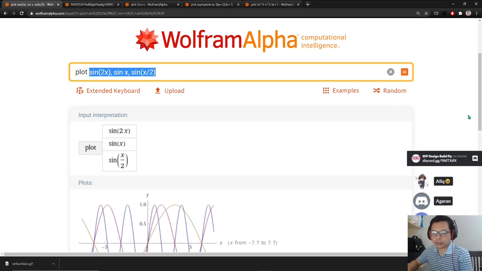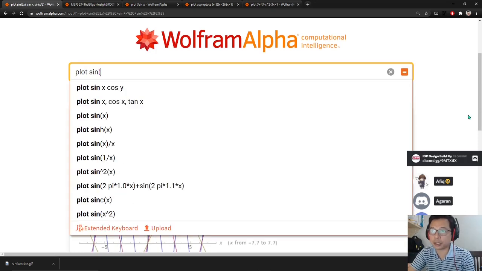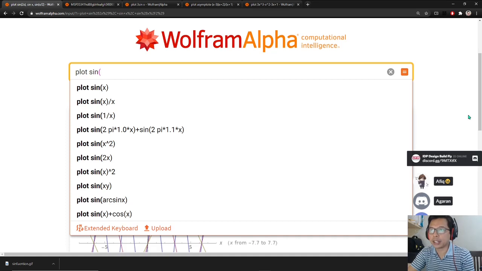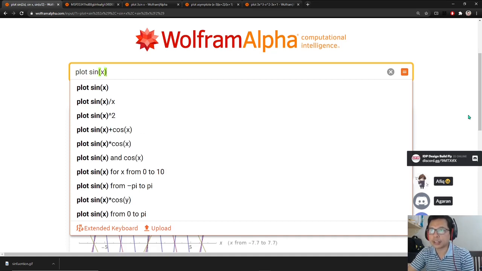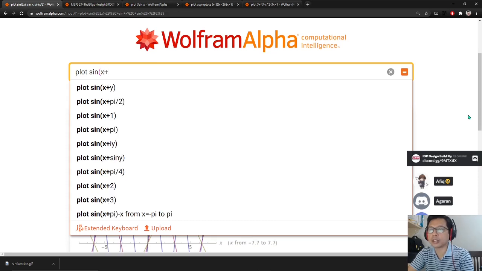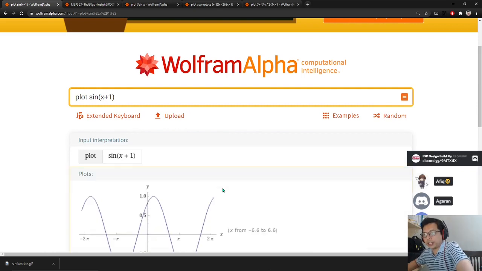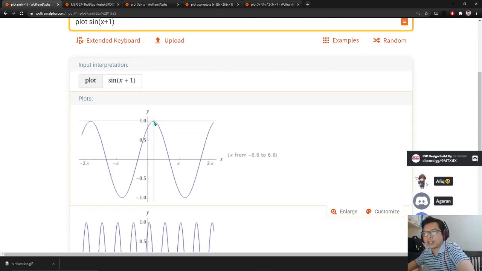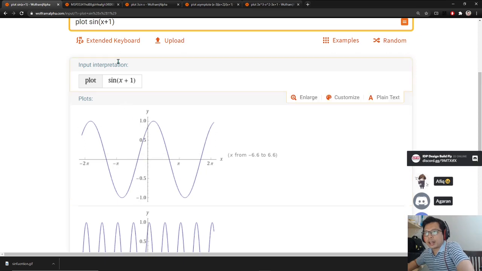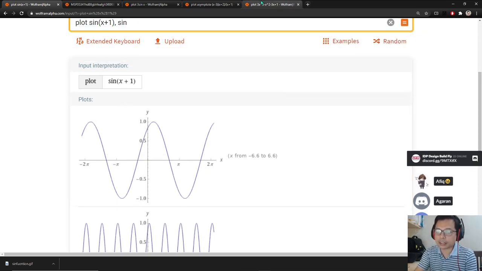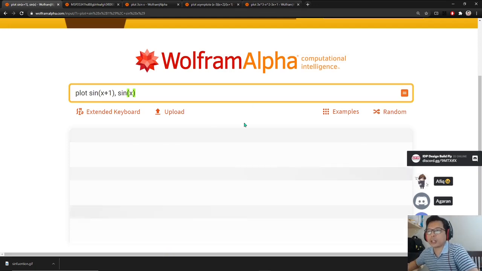So let me show you another one. Now we have covered amplitude, we have seen period. Now, if x is added to another number, let's say add 1, what you are basically doing is adding what we call a phase shift. Let's compare this with sine x. Let me show you what is actually happening here.